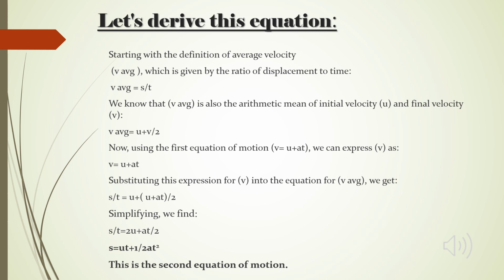Now substituting this expression of v into the equation of v average, we get s/t = (u + at)/2. Now by simplifying, we get s = ut + (1/2)at². This is the second equation of motion.